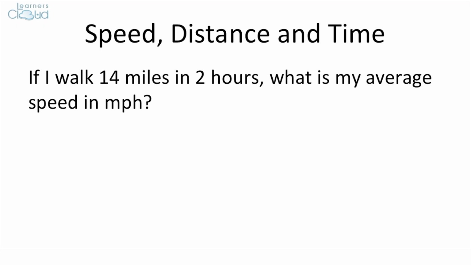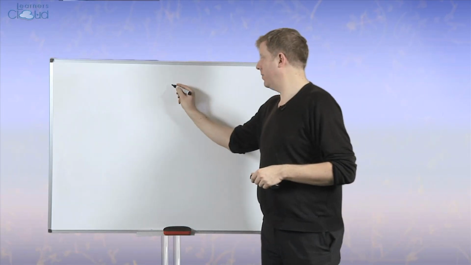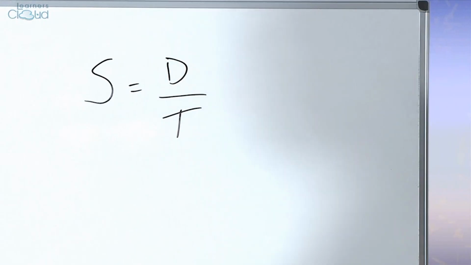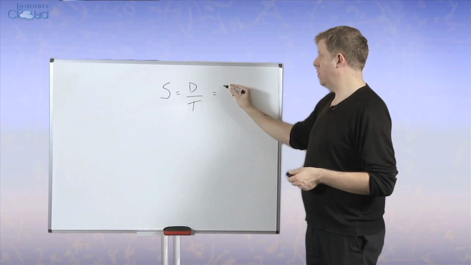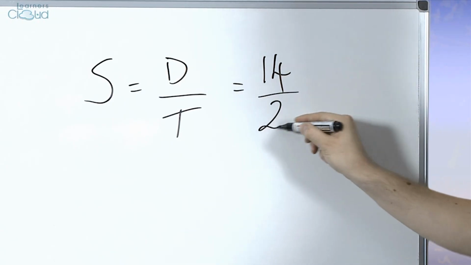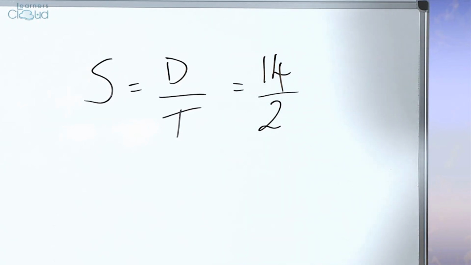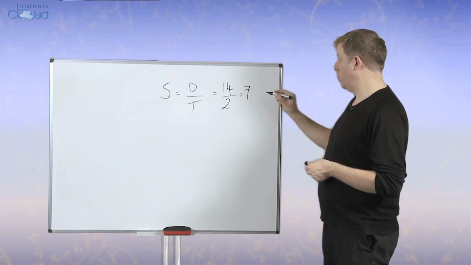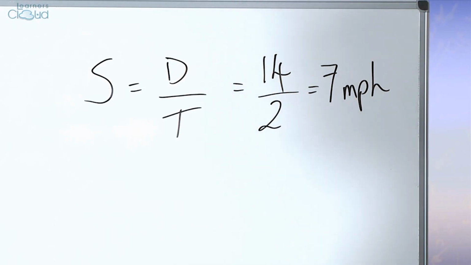Okay, so now we've seen how to work them out, let's do a couple of examples on the board. So the first example says if I walk 14 miles in 2 hours, what is my average speed in miles per hour? So I walk 14 miles in 2 hours. Now my speed, remember, is given by distance divided by time. My distance was 14 miles and my time was 2 hours. And 14 divided by 2 gives me 7. So my average speed, therefore, was 7 miles per hour.